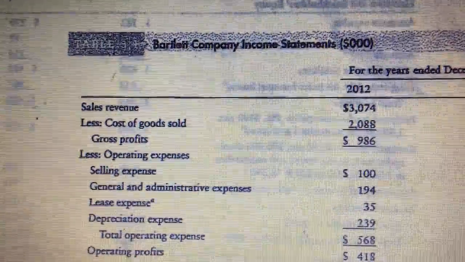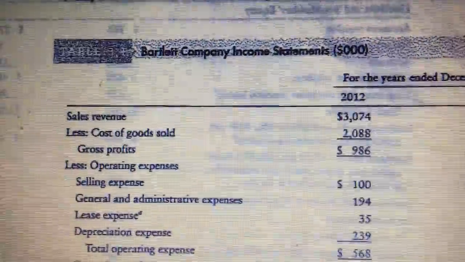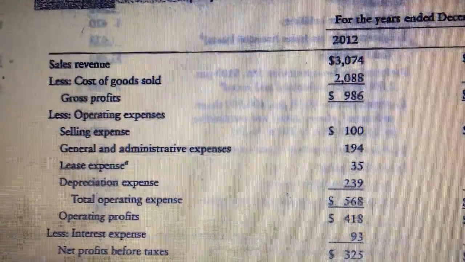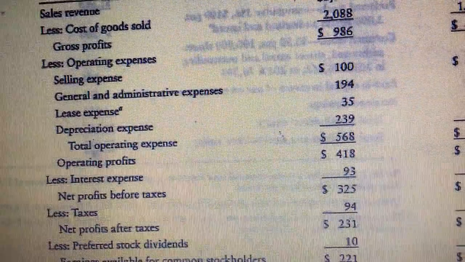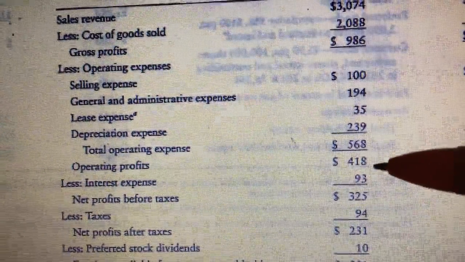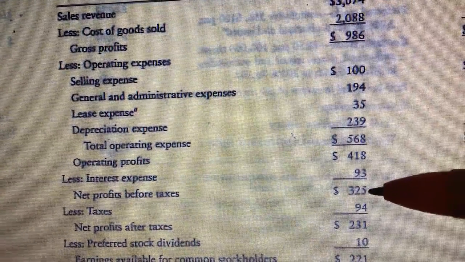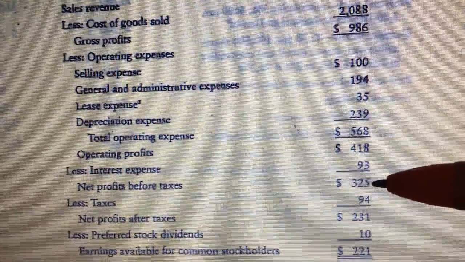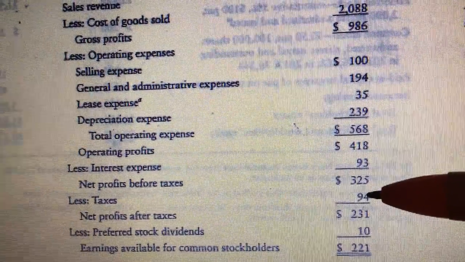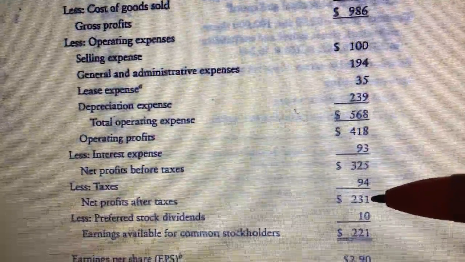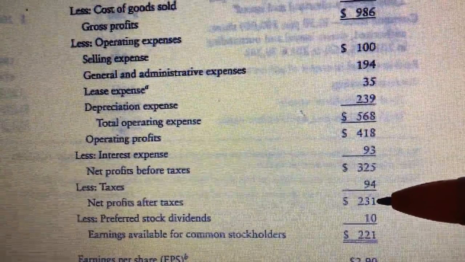Cost of goods sold is subtracted. That gives you something called gross profit or gross margin. Then other expenses, operating expenses, are subtracted here, and that's going to give you what we call our operating profit. Then you subtract interest. That's going to be your profit before taxes. Then you want to subtract taxes, net profit after taxes. This is also called earnings before interest and taxes, EBIT.